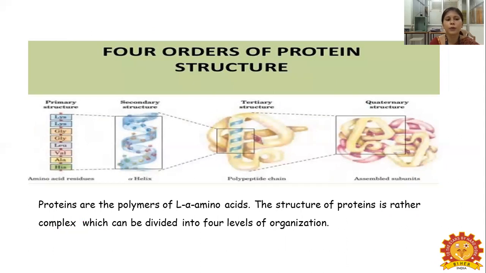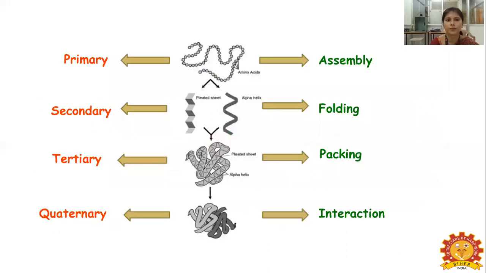So in general, proteins are composed of L-alpha amino acids. I told you that in the case of an L-alpha amino acid, the NH2 group of the basic amino acid structure will be on the left-hand side. The structure of proteins is rather complex, and can be divided into four levels of organization. The primary structure is just the assembly of amino acids by peptide bonds, a normal covalent linkage, an amide linkage.